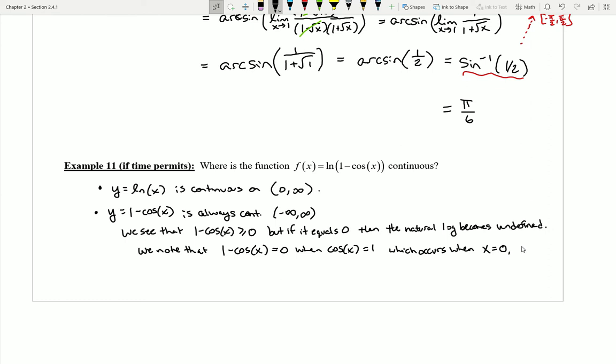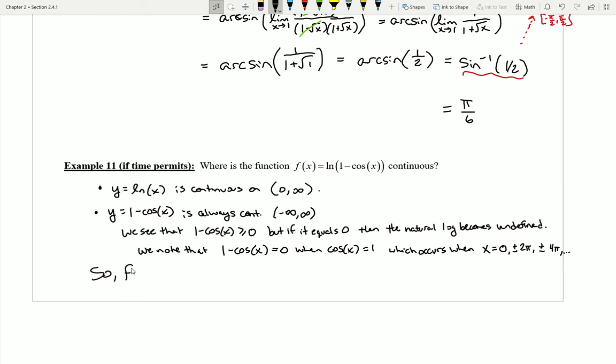Technically, you could also say 2 pi. You could say 4 pi. In fact, you could keep going, right? There's lots and lots of values. You go to 6 pi and 8 pi and 10 pi. Really, any even multiple of pi is going to work. But you could also state that positive and negative of these values is going to work. So at all of these values, the cosine is equal to 1, which means that 1 minus the cosine is 0, which means that the natural log of that is going to become undefined.